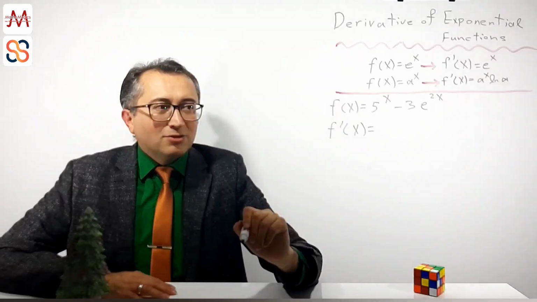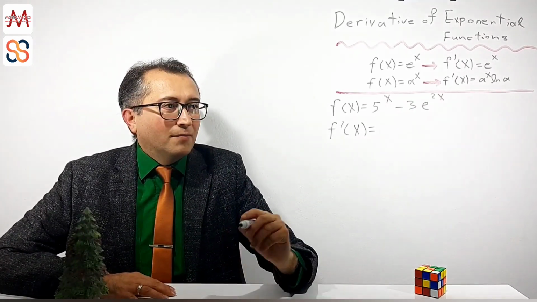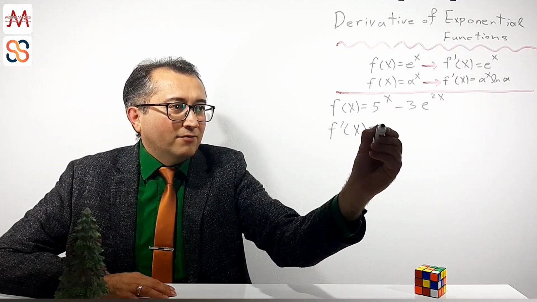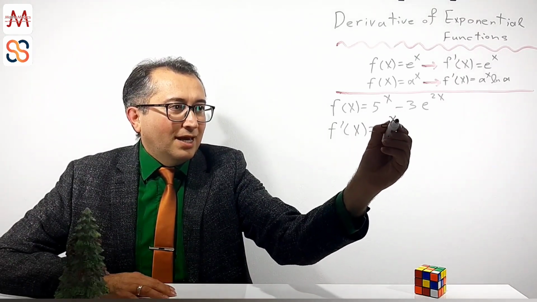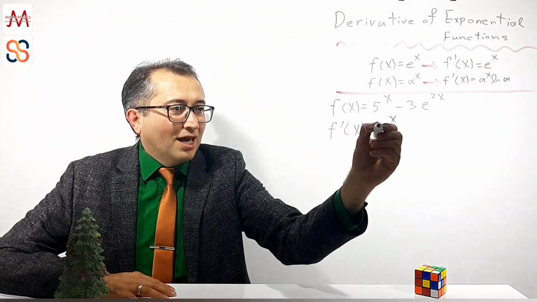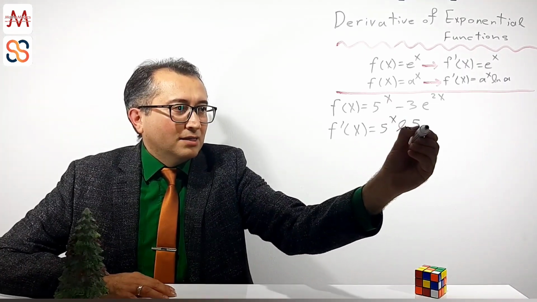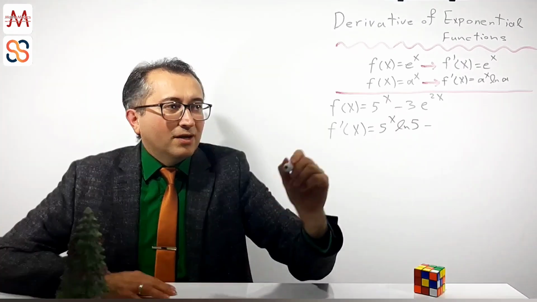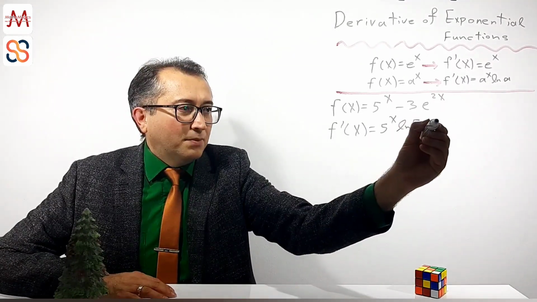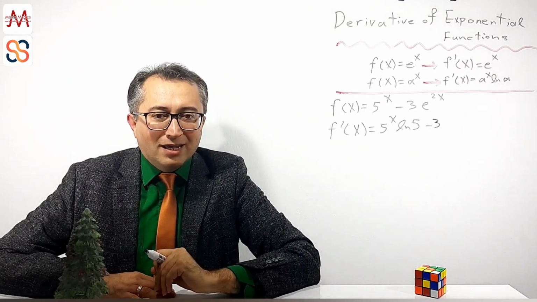For 5 raised to the power of x, just use the second formula. F prime of this is going to be 5 to the x times ln of this base, which is ln 5. Now, the next term we have is minus 3. This is a coefficient, a constant, so just keep it. Now we have to take the derivative of e to the 2x.